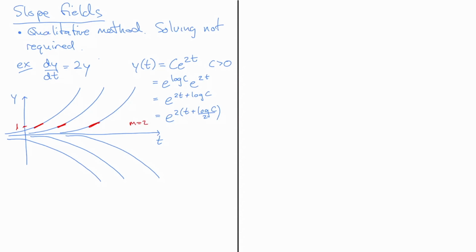I have 2 times y, right? Because this says that the slope of the function y of t is going to be twice the y value at any moment. So if the y value is 1, the slope will be 2. So all these slopes are 2. And then if I go up to 2, all the slopes there will be 4. And if I go up to 3, then all the slopes at this height will all be the same. They'll all be a slope of 6.